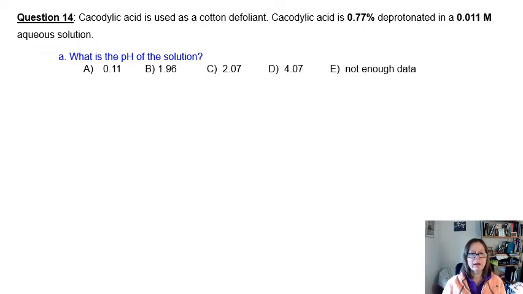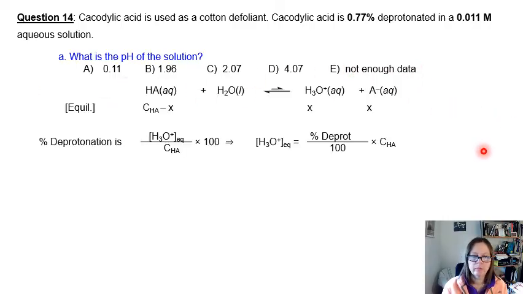All right, let's do one last question. Cacodylic acid is used as a cotton defoliant. Cacodylic acid is 0.77% deprotonated in a 0.011 molar aqueous solution. What is the pH of the solution? And we have a number of choices. Remember the equilibrium that is being established. Cacodylic acid, you can symbolize it as HA, gives H3O plus and A minus.